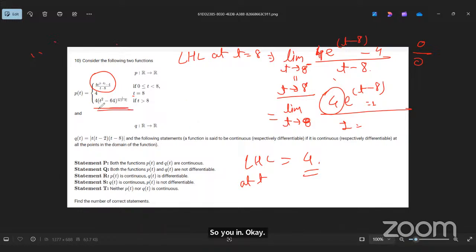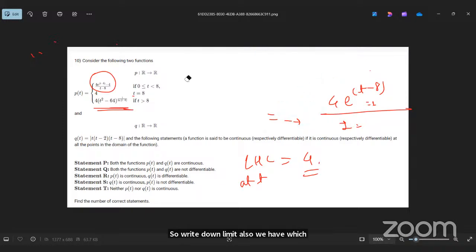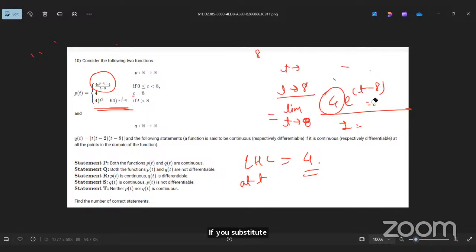Now we have to compute the right hand limit also. For the right hand limit, which form do we have? If you substitute 8 here, the second one we directly need to consider, madam. So t equal to 8 means 4. That's it. We don't want to prove anything, right? Why we don't want to do that? Because here we have this exponential function, and exponential functions are continuous, so the limit will be equal to the value of the function. That's why. Okay.